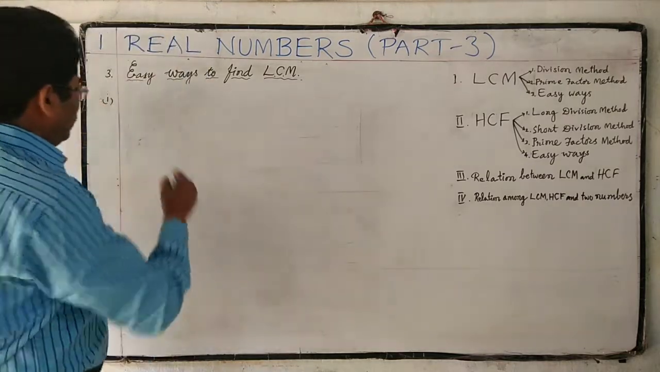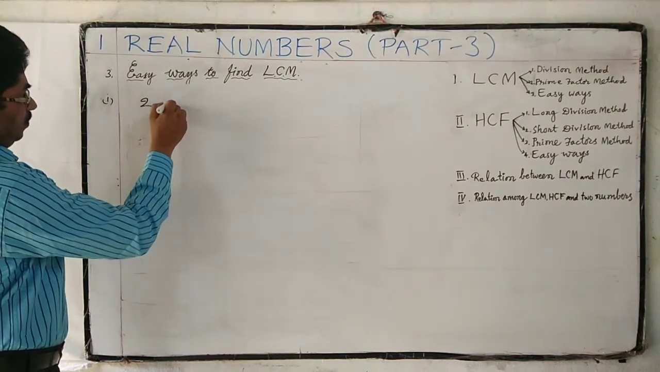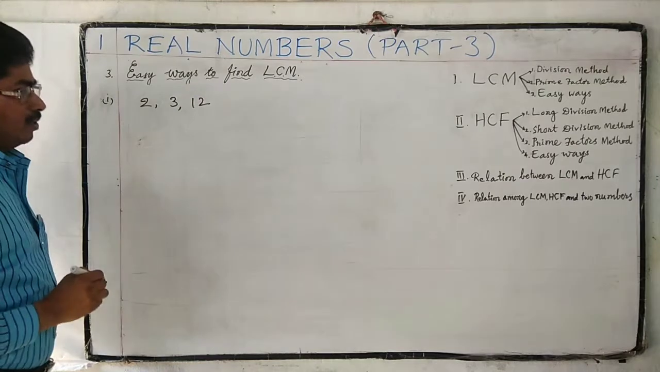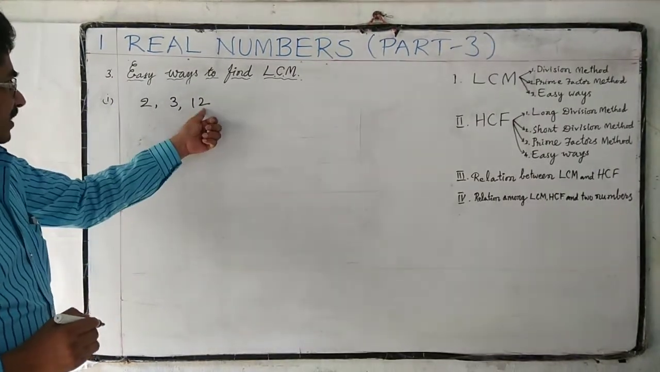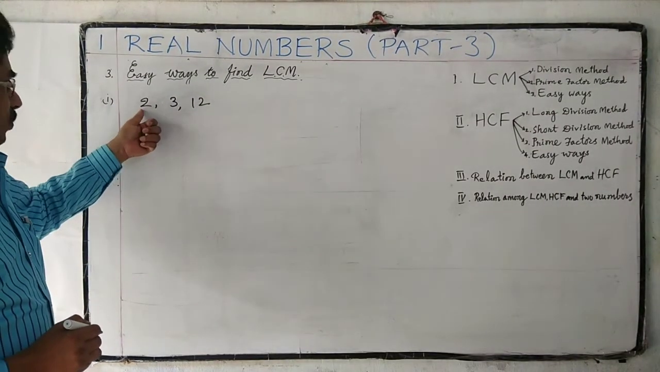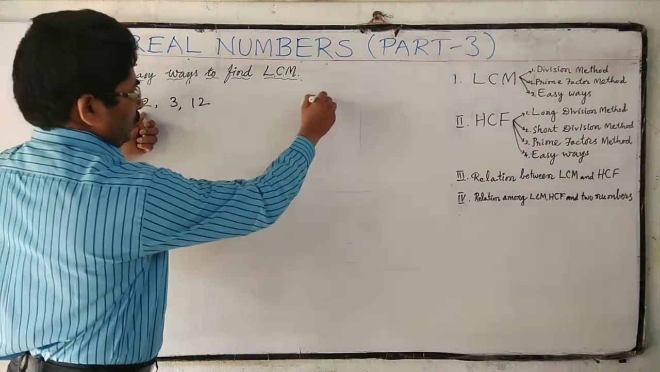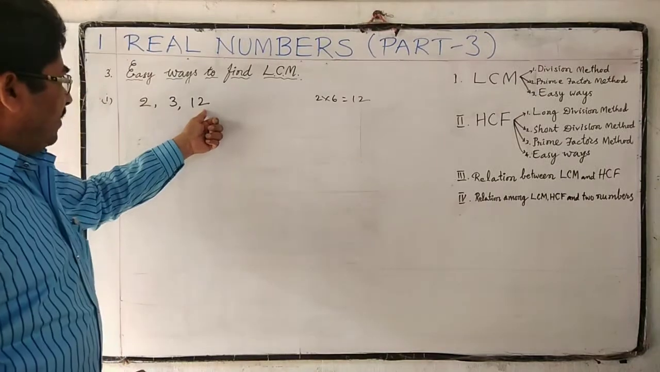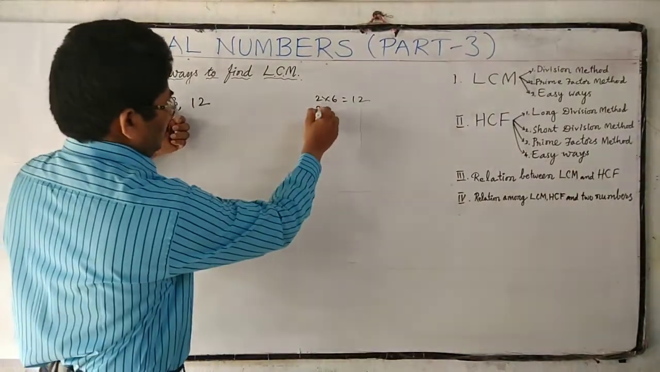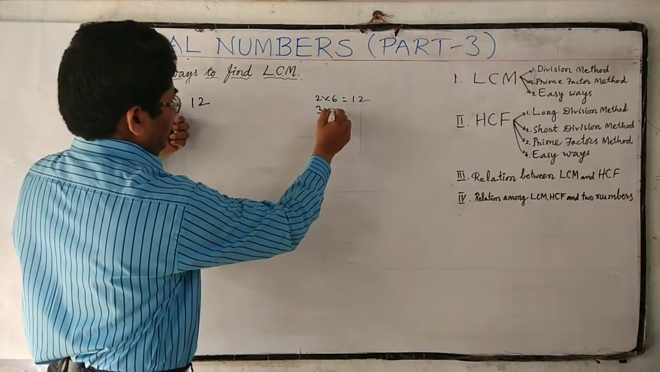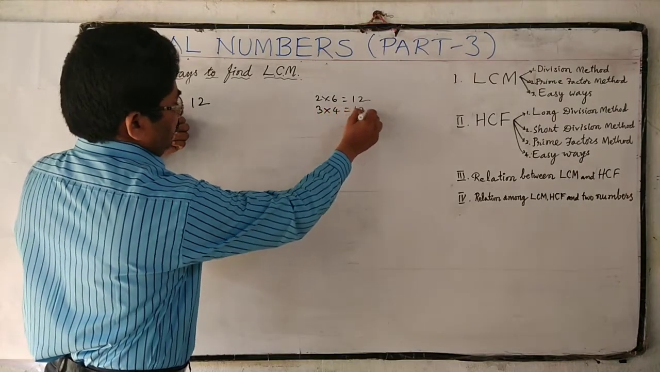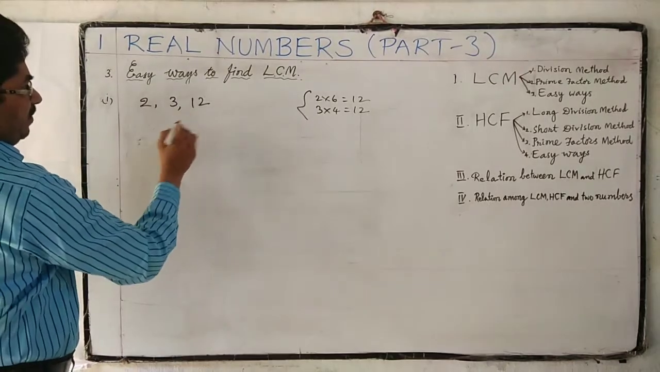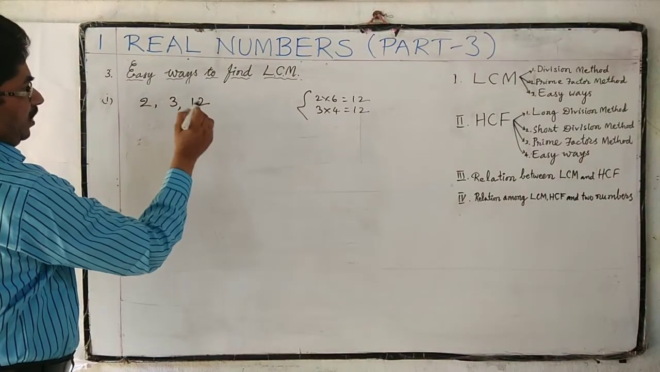For example, 2, 3, 12. In this 12 is the multiple of 2. Why? Because 2, 6s are 12. 12 is the multiple of 3. Why? Because 3, 4s are 12. So 12 is the LCM of these 2, 3, 12.